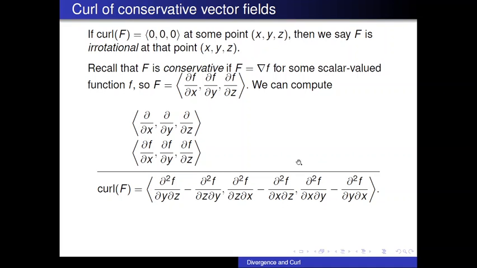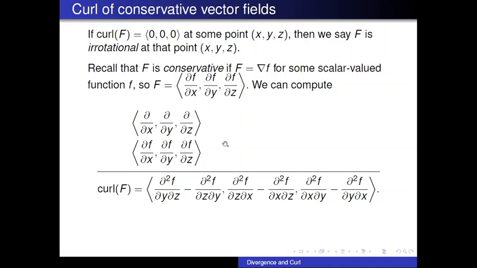And then in the last component, not surprising at this point, if we cover up the last components to compute the cross product, we get the second partial derivative of f first with respect to y and then with respect to x, minus the second partial derivative of f first with respect to x and then with respect to y. Now you might recognize these as the corresponding mixed second partial derivatives.